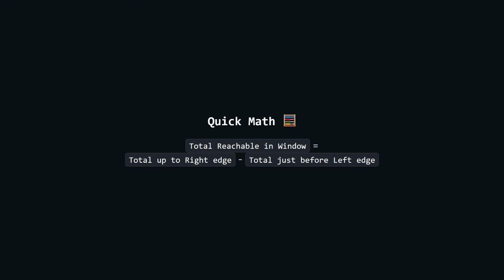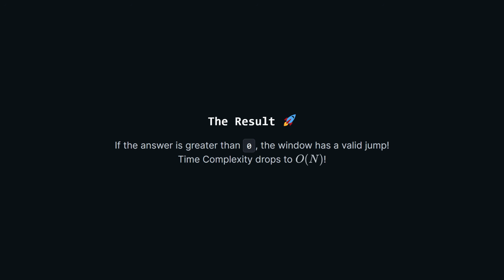We just take the total at the right edge of the window and subtract the total from just before the window starts. If that subtraction gives us a number bigger than 0, it guarantees there is at least one safe spot to jump from inside that window. This brilliant math trick drops our time down significantly, making it lightning fast.